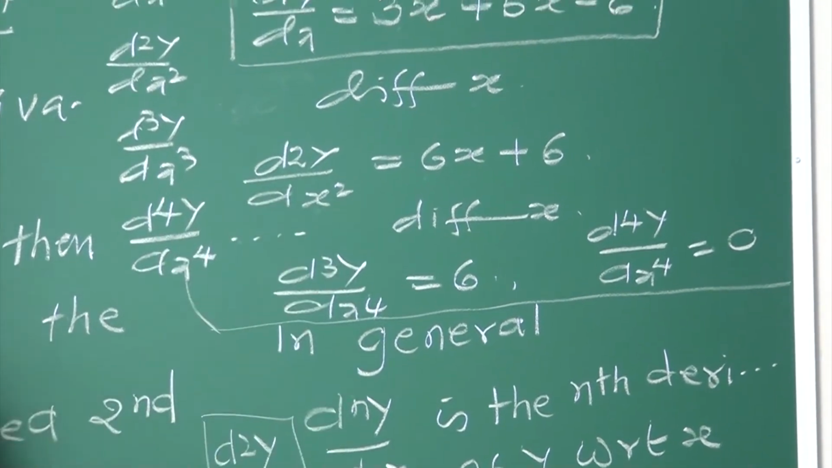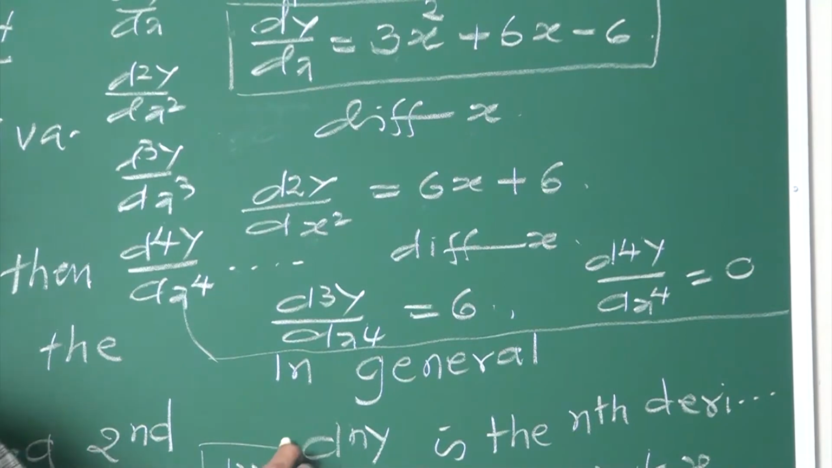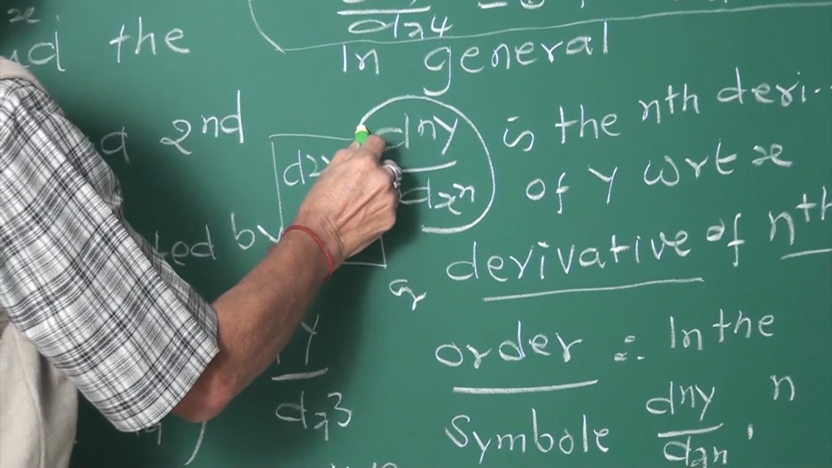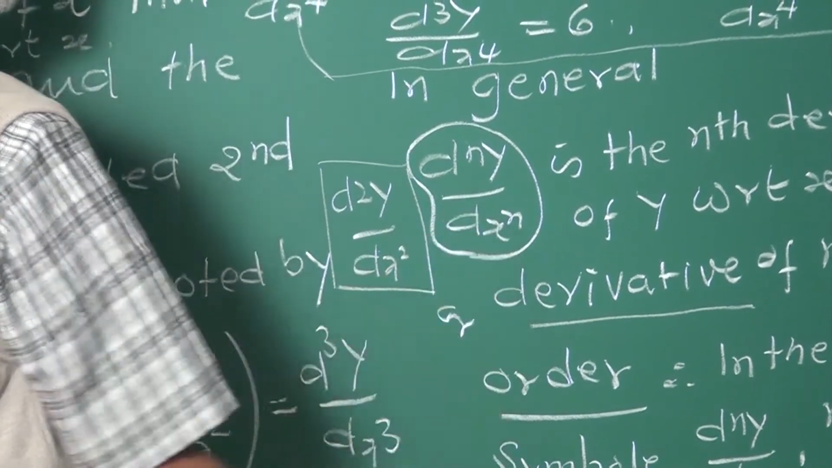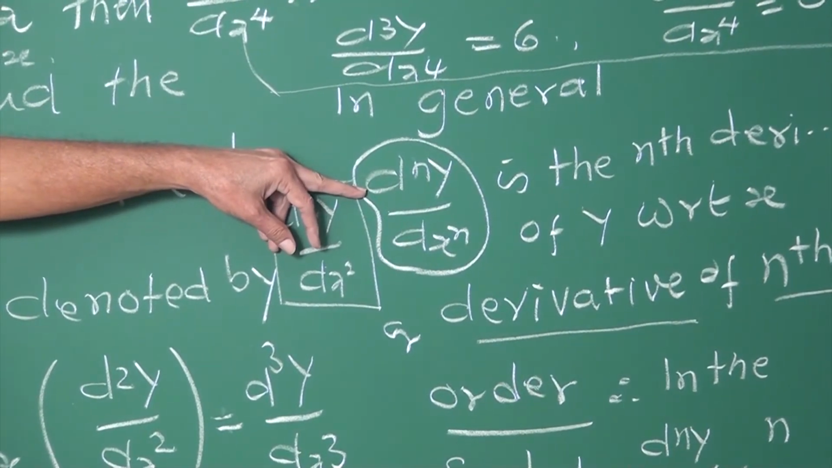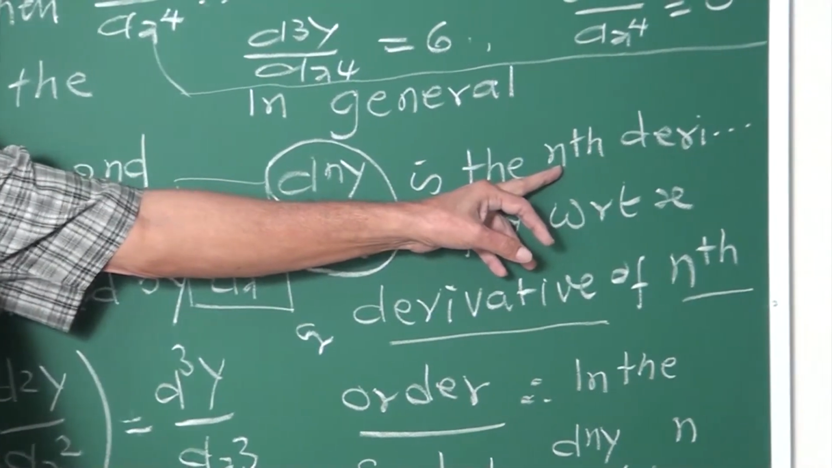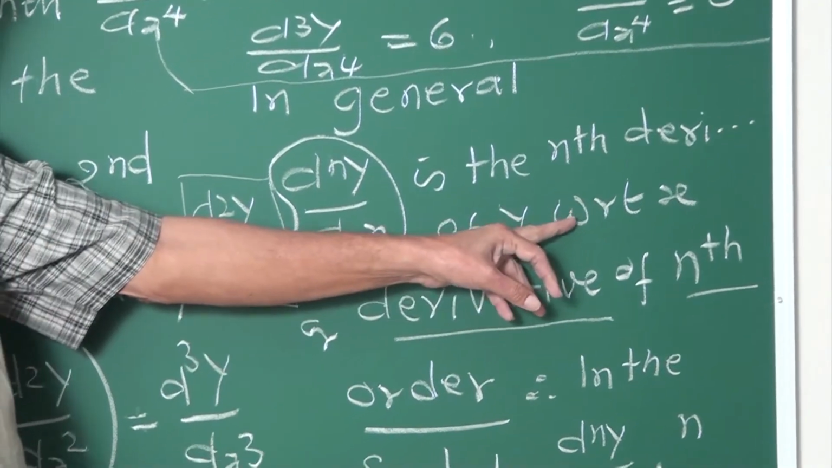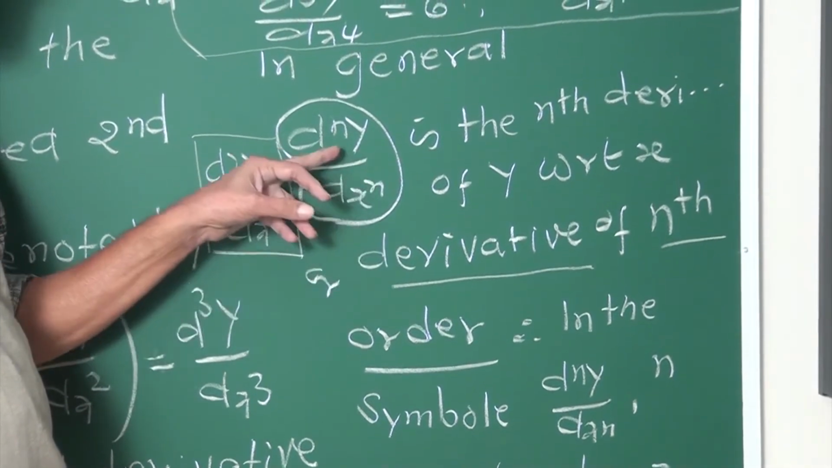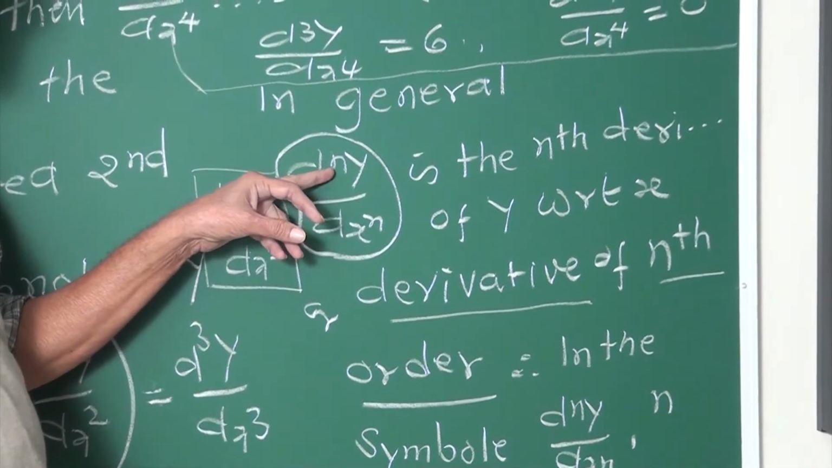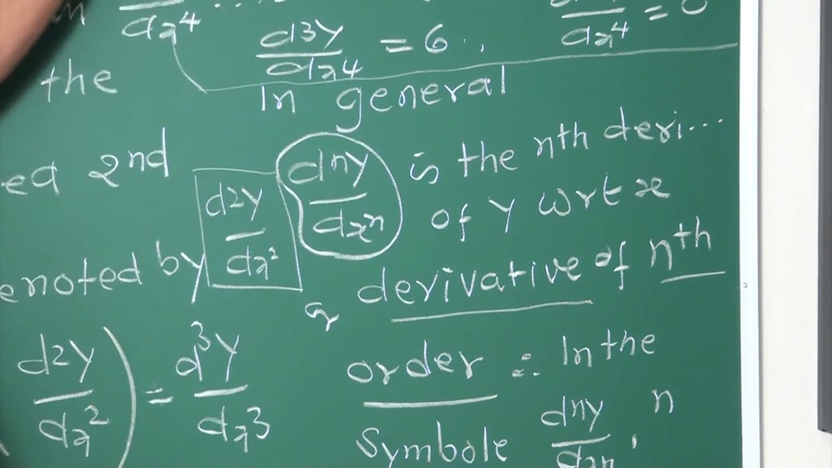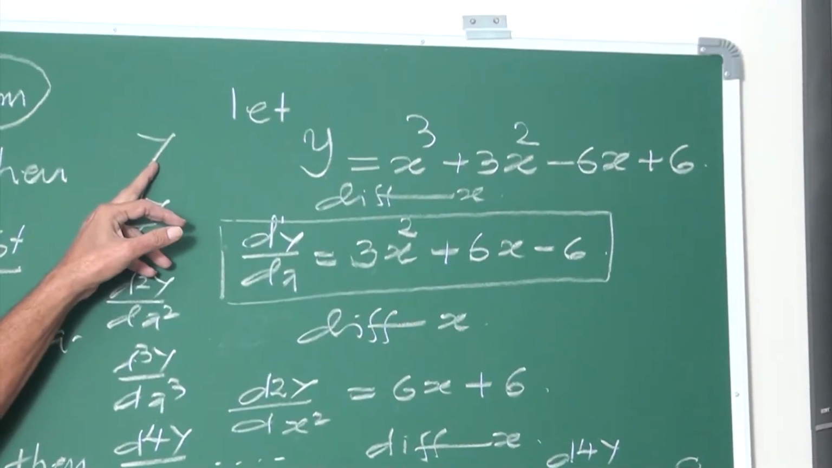Yes, my friend, it is continued. In general, I have written here, dny by dxn is known as what? It is the nth derivative of y with respect to x, otherwise, a derivative of order n.